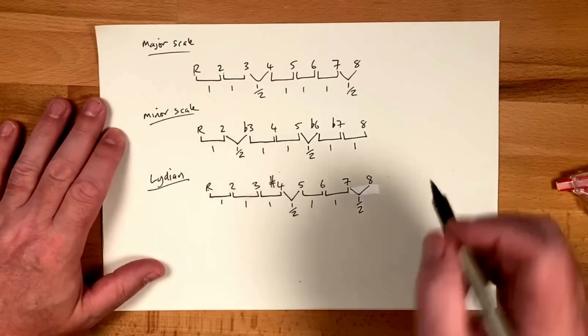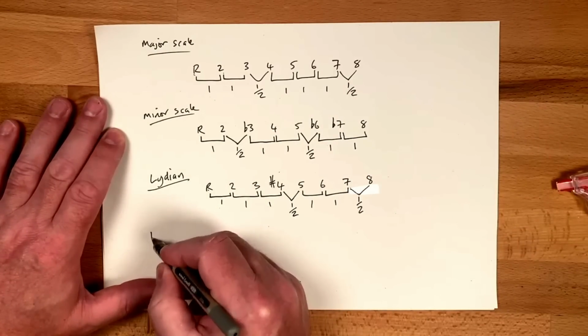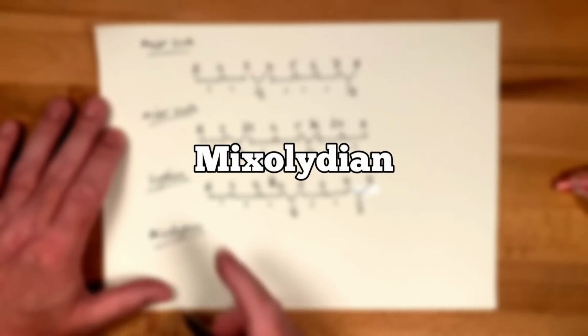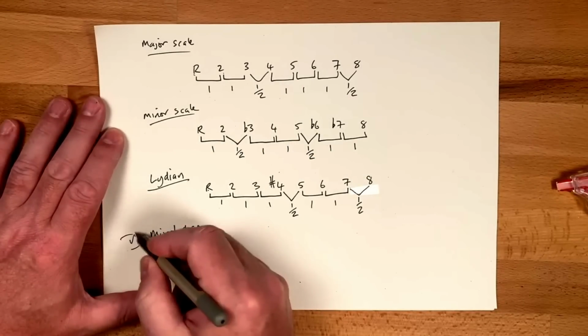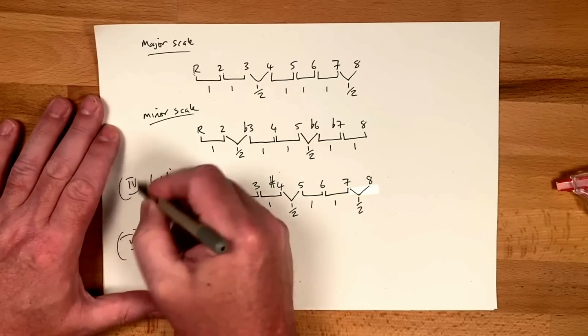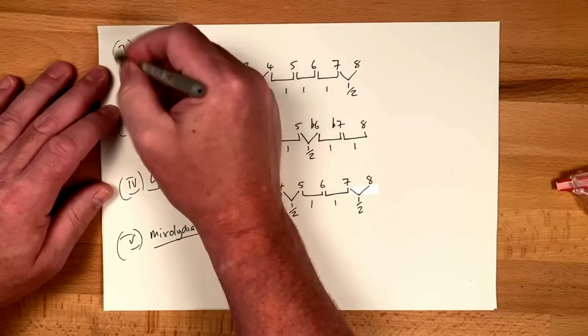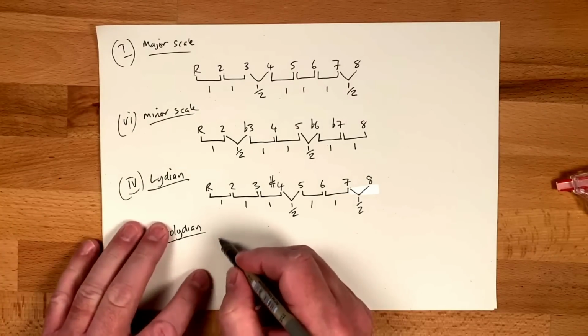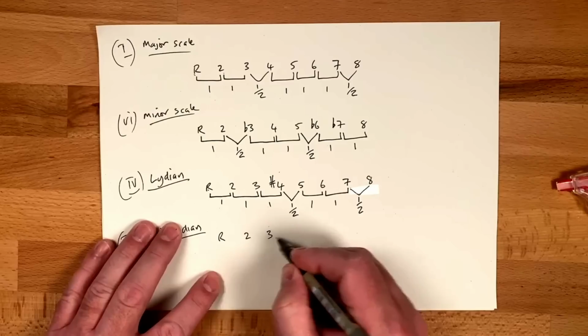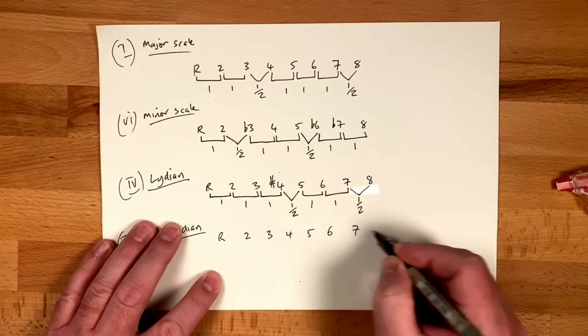Another mode that I think is really useful to understand straight off the bat, the Mixolydian mode. This belongs to chord 5. We can think of this as chord 5. This is chord 4. Minor scale, we're thinking of this as being chord 6. Major scale, we're thinking of this as being chord 1. Okay, so Mixolydian, let's take the scale formula. Root, 2nd, 3rd, 4th, 5th, 6th, 7th, 8th.